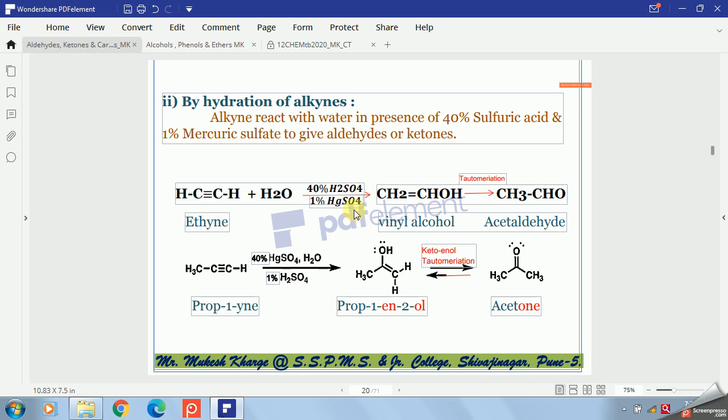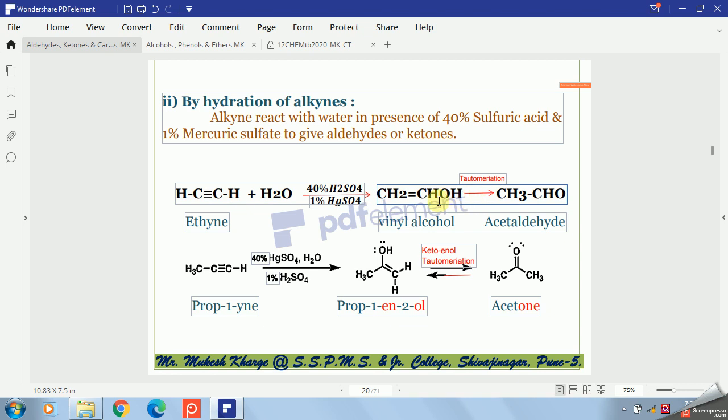40% H2SO4 and 1% HgSO4. These two chemicals generate the water. And what is the simple method? H2O can be written as HOH, and you can add OH to one carbon of the triple bond and H to another carbon of the triple bond, and convert the triple bond into a double bond. Break one bond between the two carbons. So we add the hydrogen to the first carbon, then one hydrogen is already there, so CH becomes CH2, the triple bond gets converted to double, and CH becomes CHOH.